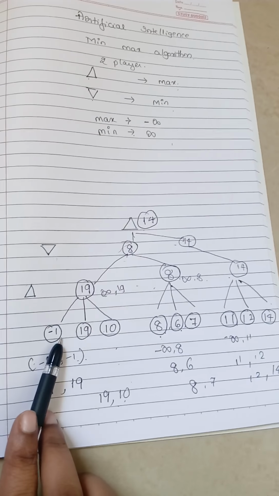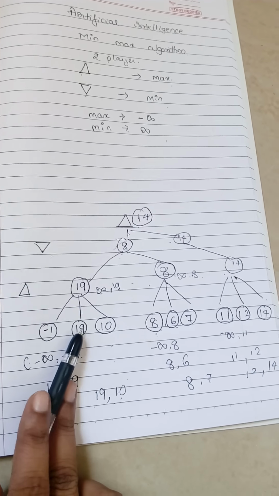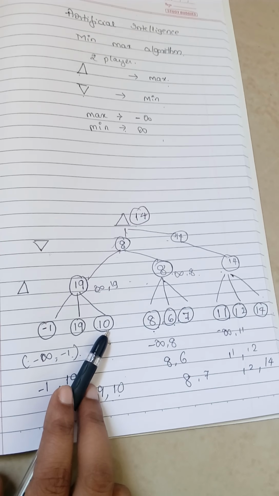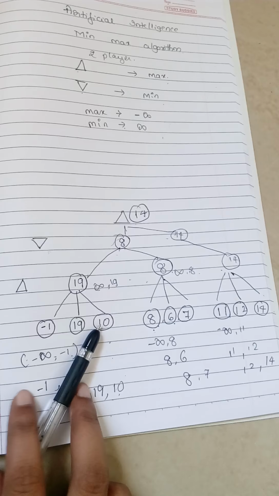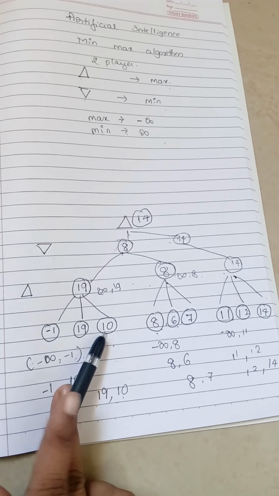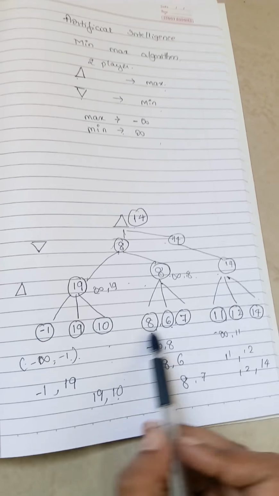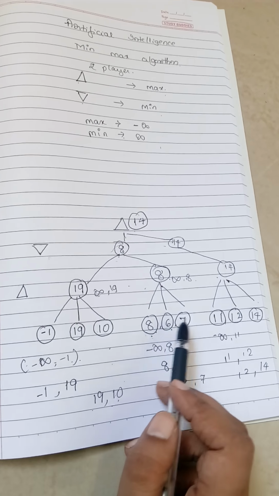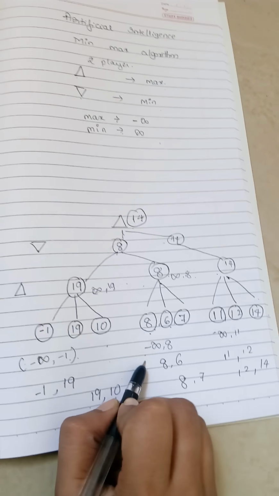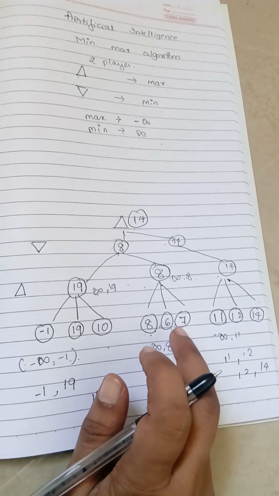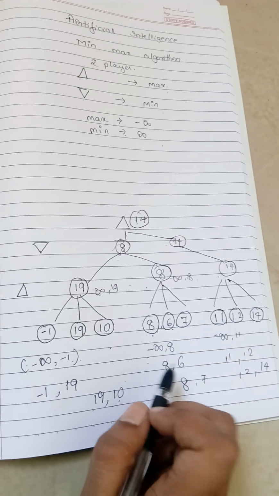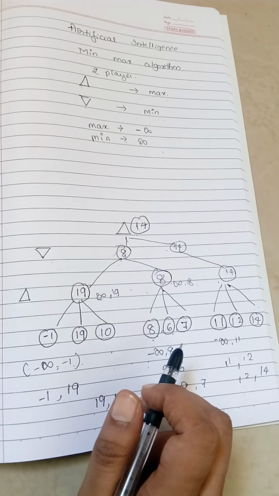Let's take this example. Between minus 1 and 19, we know 19 is the highest, but still it will go to the next node to check whether we are getting another highest value. In this case we have performed one extra step which is not required. Similarly, in this step we have performed two extra steps which were not required. To avoid this, we have the alpha-beta pruning algorithm. What it does, we will discuss in the next video.